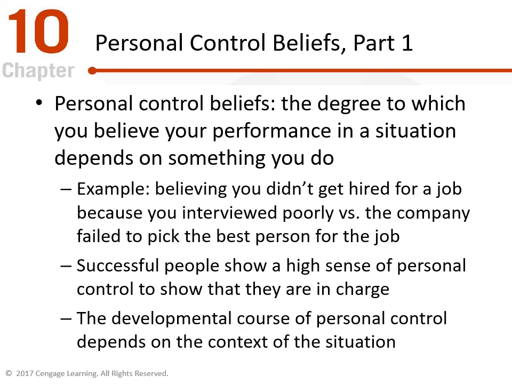Successful people show a high sense of personal control to show that they are in charge. And the developmental course of personal control depends on the context of the situation. So basically, you're asking, is it due to your own control or luck or the powers of others? A high sense of personal control is a belief that performance is up to you. A low sense of personal control implies that performance is under the influence of forces other than yours, may it be luck, your friends, your boss. Successful people demonstrate a high sense of personal control and exude authority. So they take control, it's up to them, it's due to their own control.